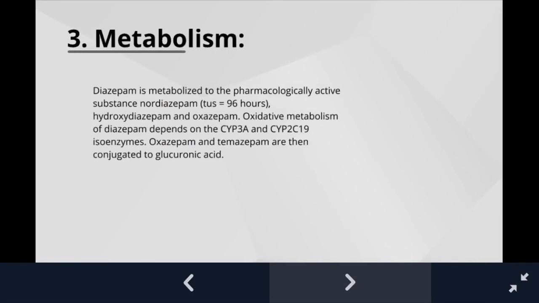Then the metabolism. Diazepam is metabolized to pharmacologically active substances, which are nordiazepam, hydroxydiazepam, and oxazepam. Oxidative metabolism of diazepam depends on the CYP3A and CYP2C19 isoenzymes. Oxazepam and temazepam are then conjugated to glucuronic acid.